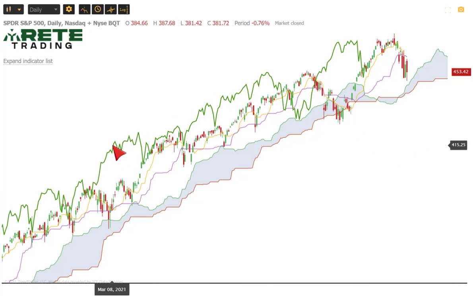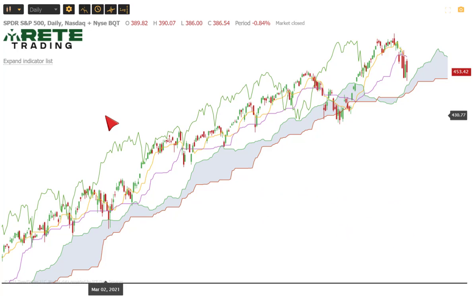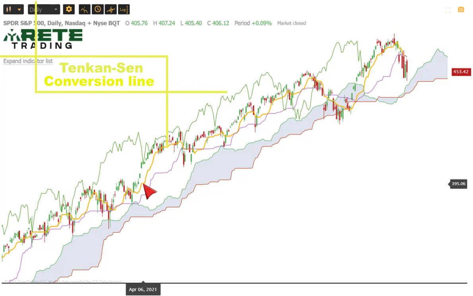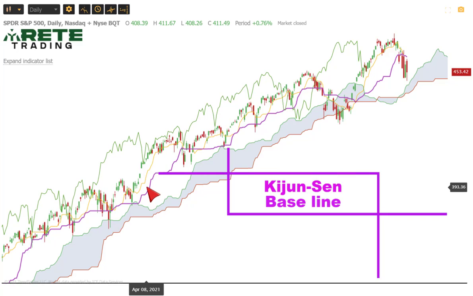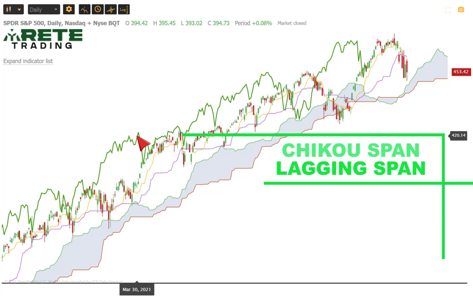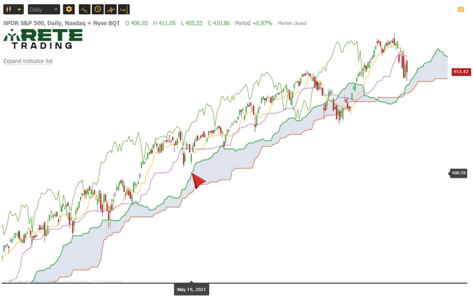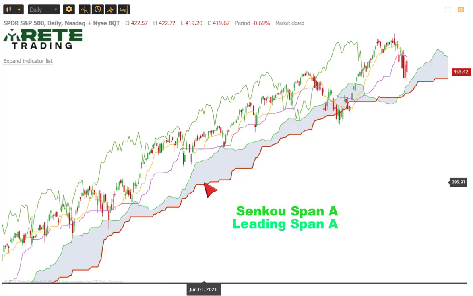So in regards to how I see this playing out, we're going to walk through the 5 major parts. And then by understanding those parts and how they're calculated, we'll get a better grasp of what this is actually telling us. So the first we're going to go over is this yellow line, called Tenkan-sen, or conversion line. The second one is this purple line right here, the Kijun-sen, or baseline. Next is this green line called the Chikou span, or lagging span. Here we have the Senkou span A, or leading span A. And Senkou span B, or leading span B.